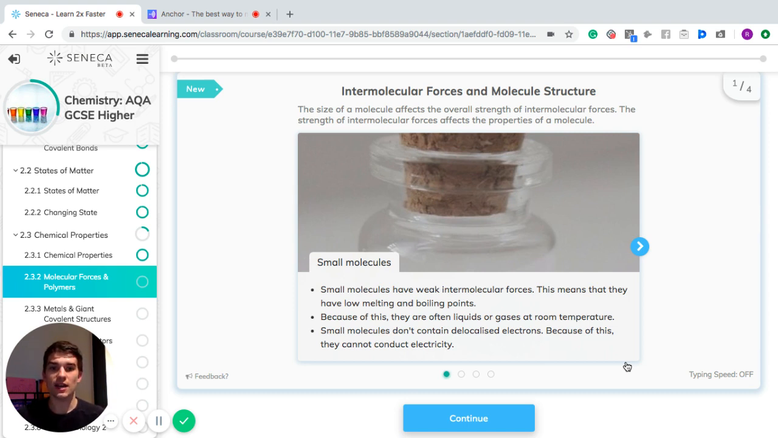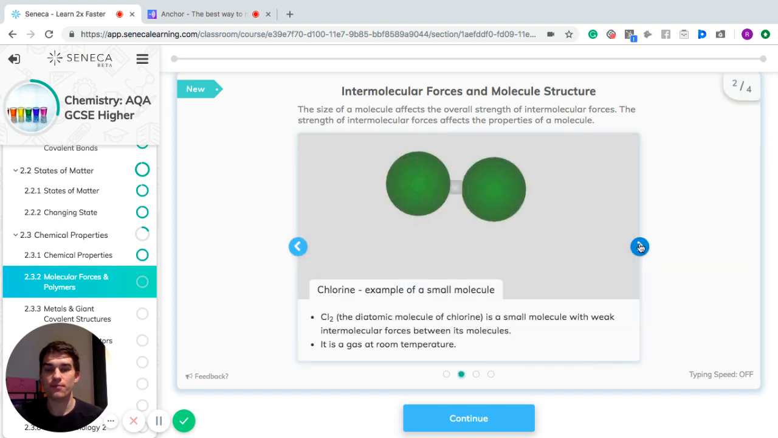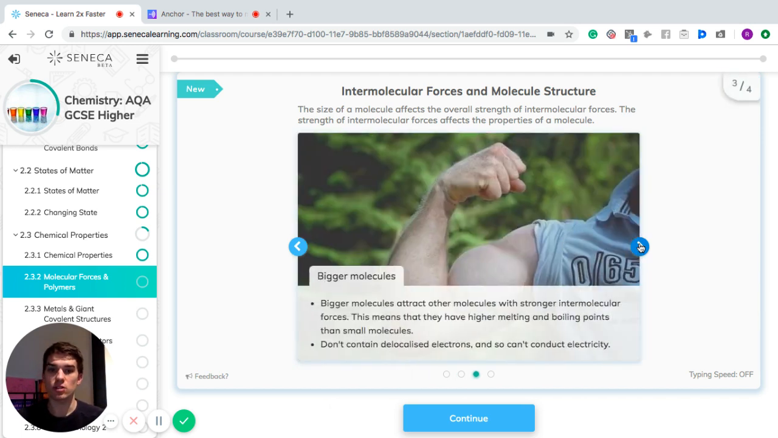Small molecules have weak intermolecular forces, and this means that they have low melting and boiling points. Because of this, they're often liquids or gases at room temperature. Small molecules don't contain delocalized electrons, and because of this, they cannot conduct electricity. One example would be chlorine. It's a small molecule, Cl2, and it's got weak intermolecular forces between its molecules, and because of that, it's a gas at room temperature.